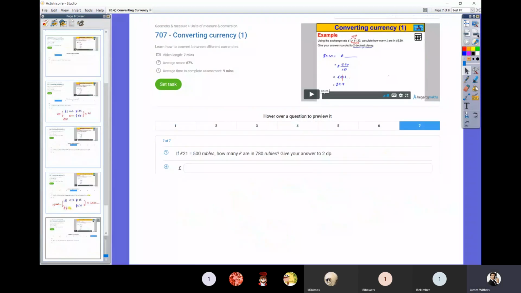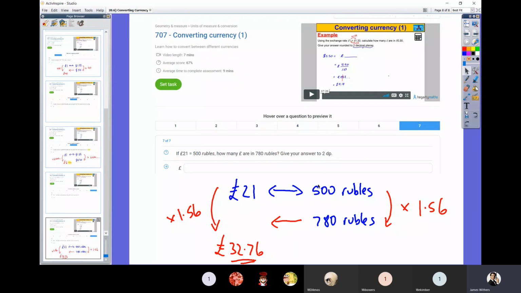And then finally, an example, I've done question 7. Exactly the same idea. The exchange rate we're given is £21 is 500 rubles, and 780 is the rubles we need to convert. So get those into the rubles column. What's our multiplier? We do 780 divided by 500, giving us a multiplier of 1.56. Take your £21, multiply by 1.56, gives you an answer of 32.76. And I think it came to exactly that. I didn't have to round it, but obviously my answer required it to be to 2 decimal places. So quite a straightforward one, guys.